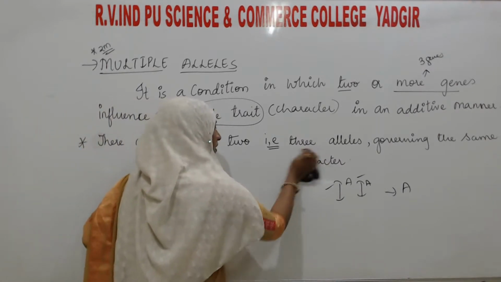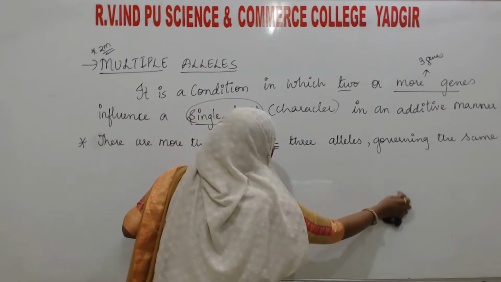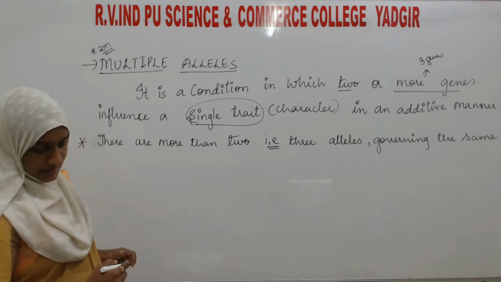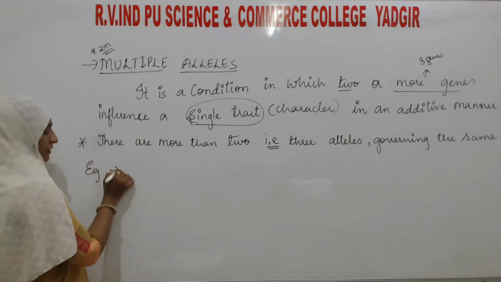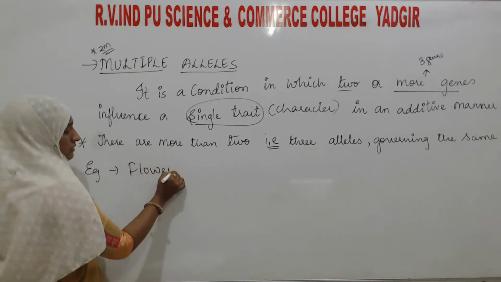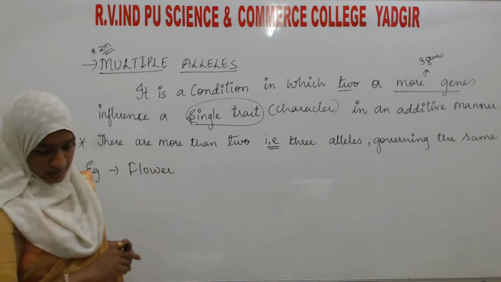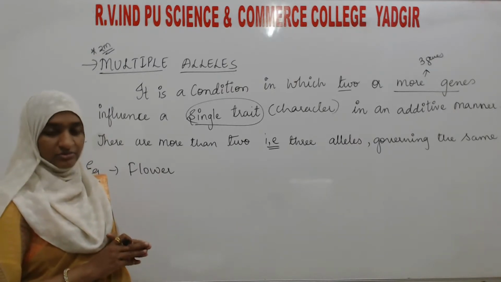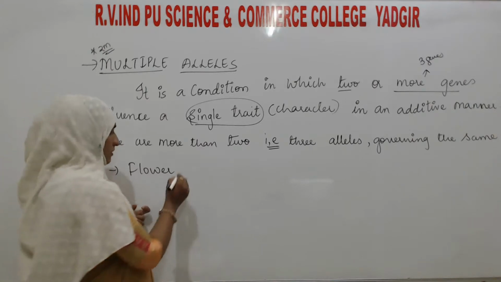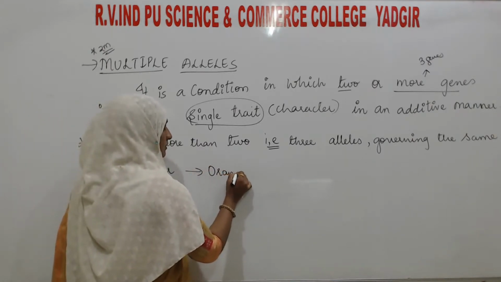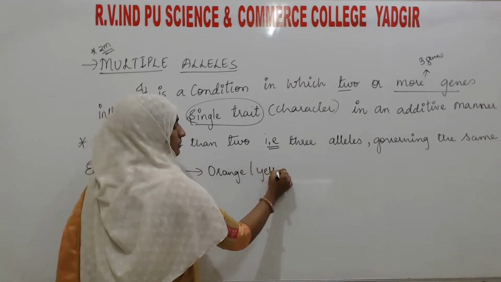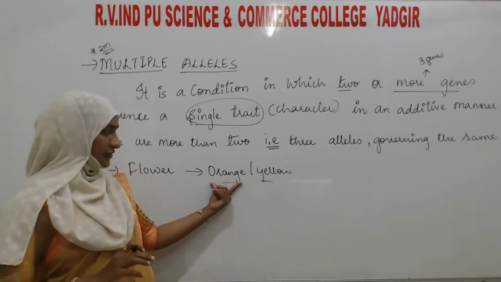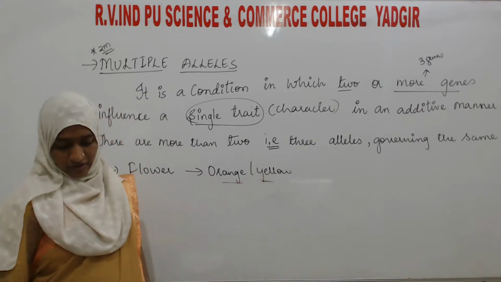On the basis of Mendel's work, one more example is there. A flower is there, and this flower may appear either orange or yellow, with no gradation between the colors. There is no mixing of orange and yellow. Separately, it will be either orange or yellow.